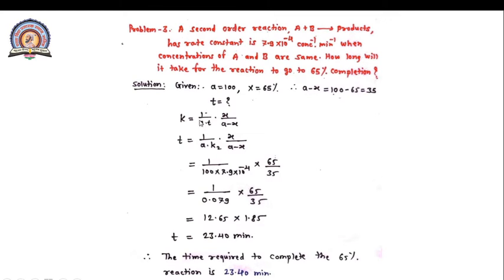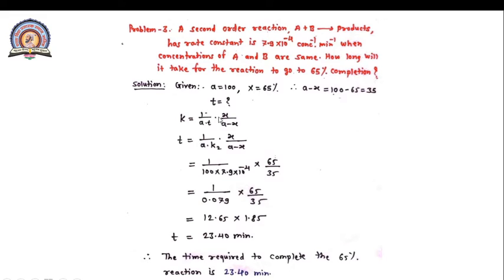Now here again this problem is divided into two parts. Part 1 means here the value of K is given. This rate constant K is 7.9 into 10 raised to minus 4. Now here the given values: A means initial concentration 100, X means 65% reaction completed, X is equal to 65, and therefore A minus X is equal to 100 minus 65, that is 35.